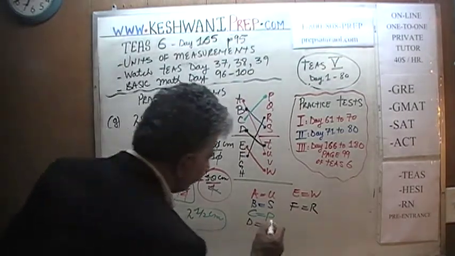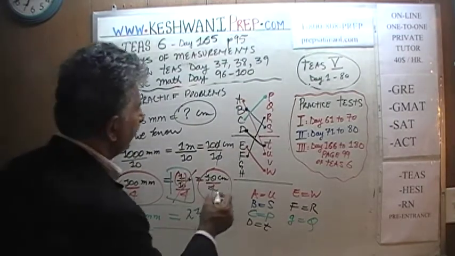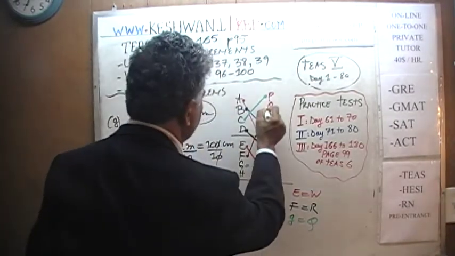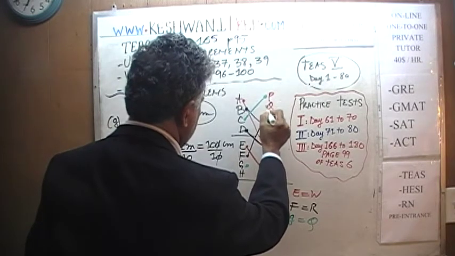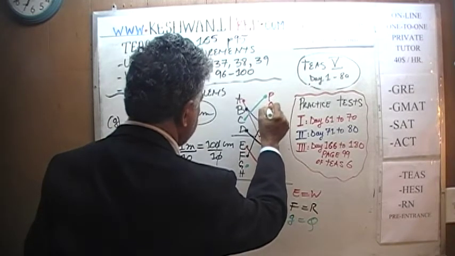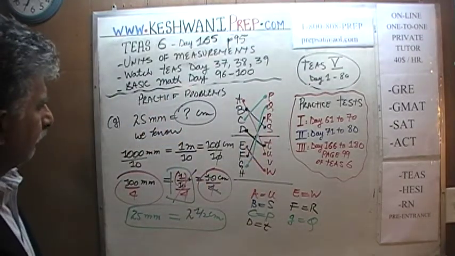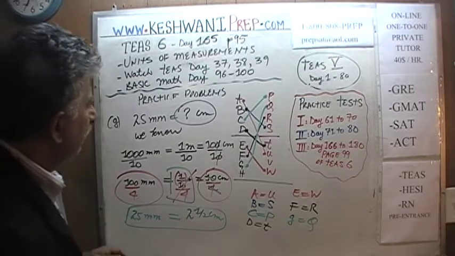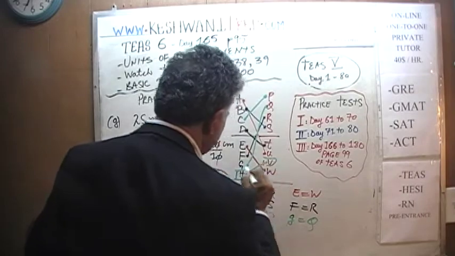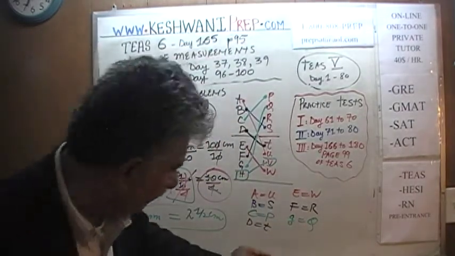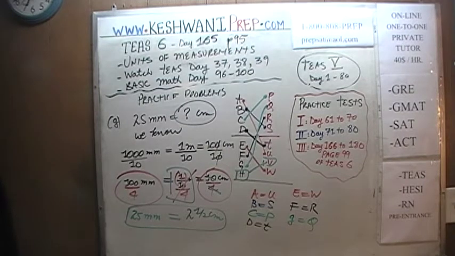G equals Q. Where is G? G equals Q. Which means H must equal V. Let's find out, shall we? Let's find out what it says. We're going to do the last one. This part is done. Let's move on to the very last one.